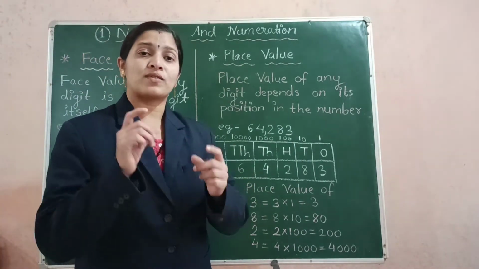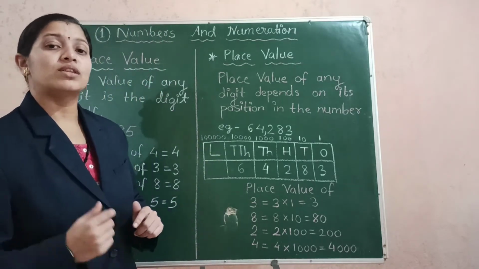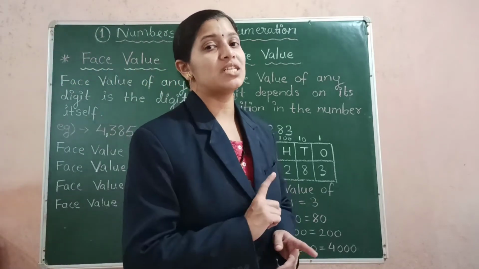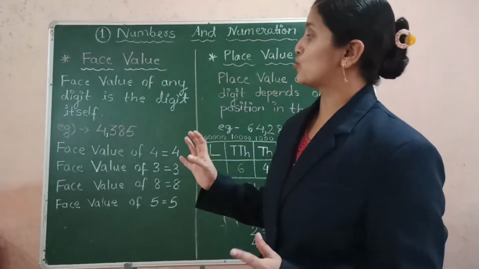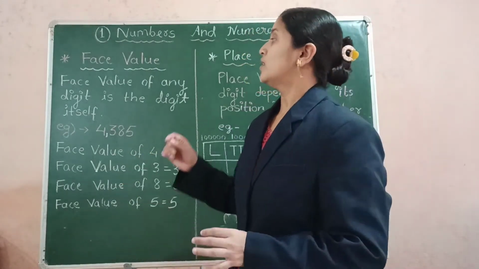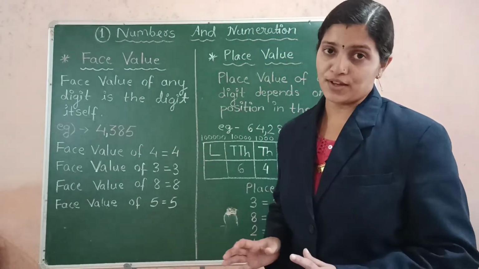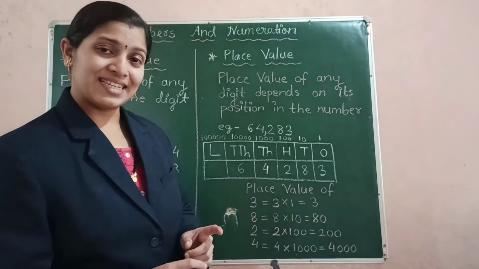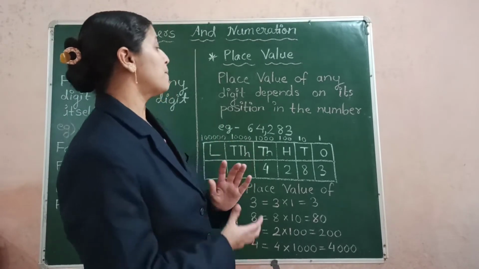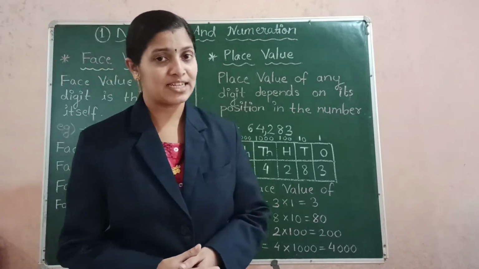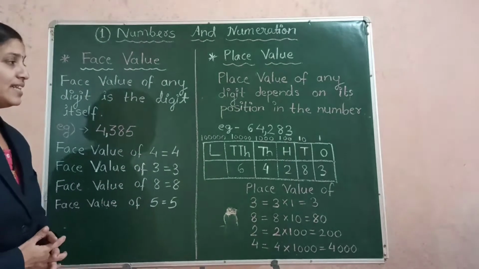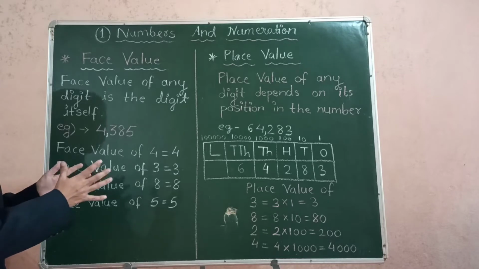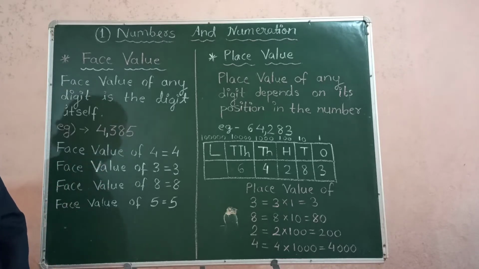The position of that digit tells us about the place value of that digit. But in face value, the position is not of importance. The position does not have any importance. The digit itself is its face value, whereas in place value, the position of that digit tells us about the place value of that digit. Just have a look at these both columns and write both these columns in your notebook.